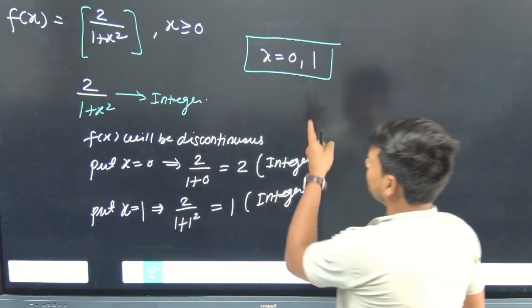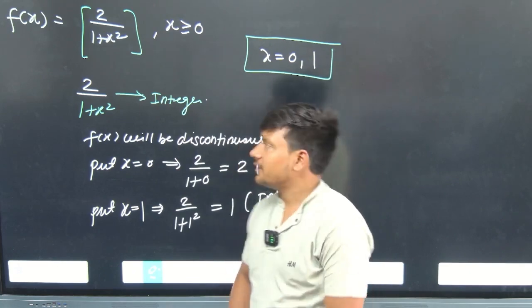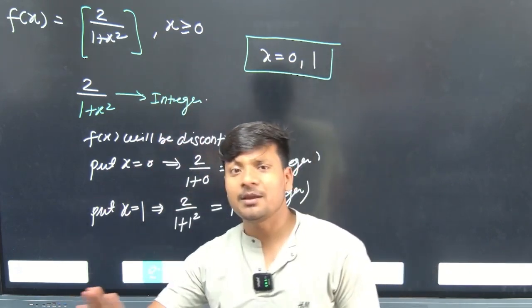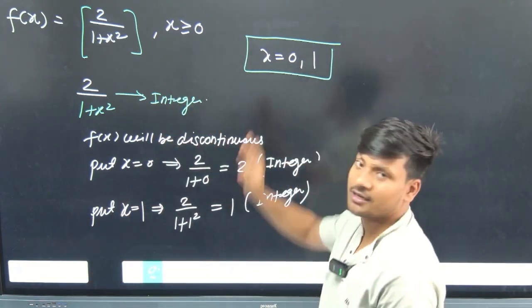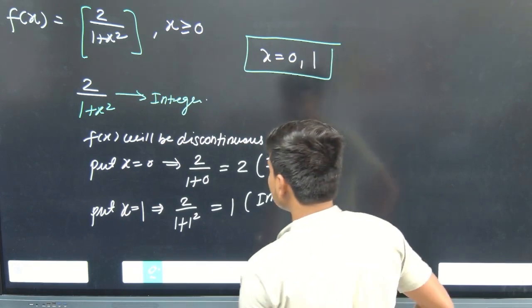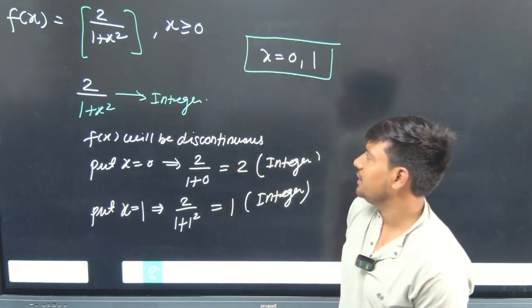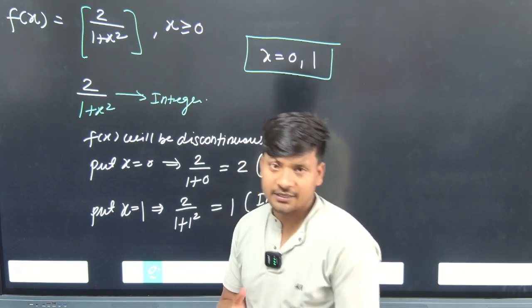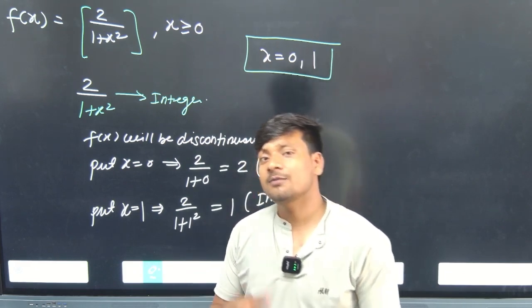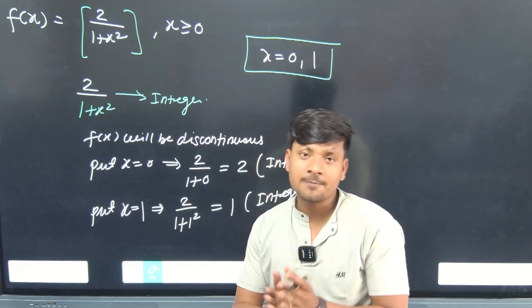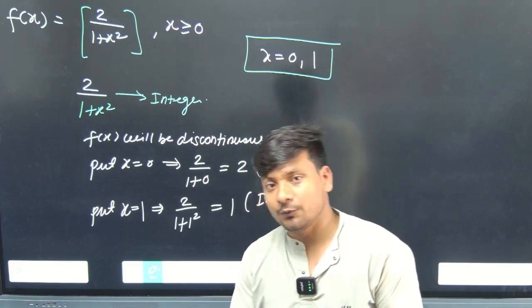And apart from this 0 and 1, you can see that this function is continuous at every point whenever x is greater than or equal to 0. So this was the third example. Now we will see another example which is related to trigonometry, and one more example where we will count the number of points of discontinuity.